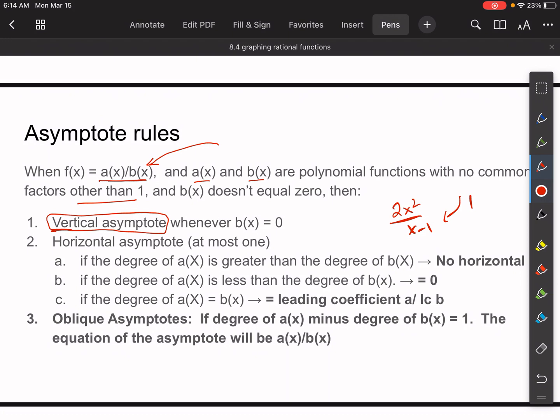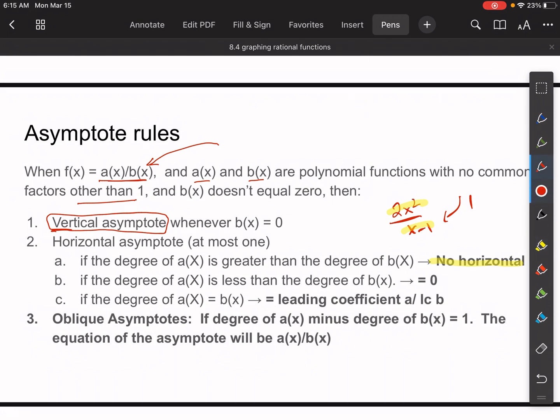The horizontal case: at most there's going to be one of these. With verticals there could be multiple, but for horizontals there is only going to be one. There's no horizontal asymptote if the degree of a of x is greater than the degree of b of x. So if the degree in the numerator is bigger than the degree of the denominator, there's no horizontal. In this particular example, since the degree in the numerator is bigger than the denominator, this one would not have a horizontal asymptote.